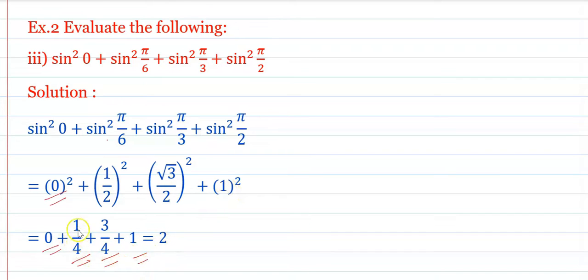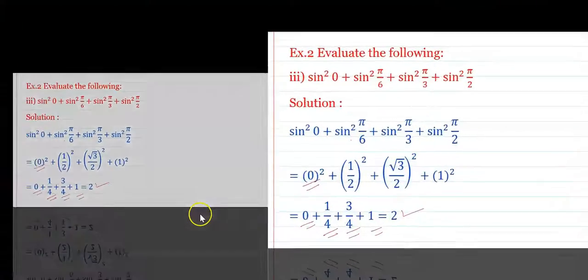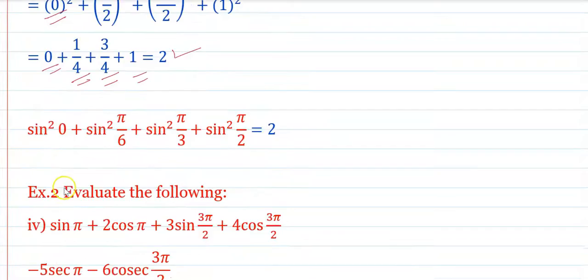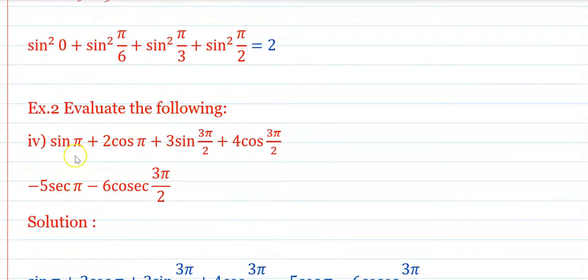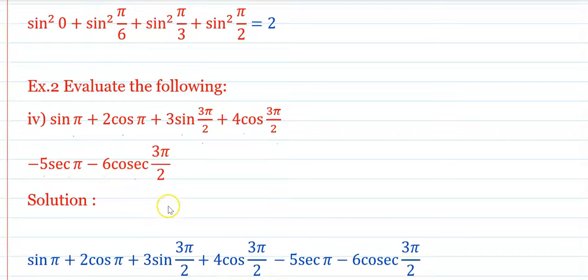Next we do the addition: 1 by 4 plus 3 by 4. Then you will get 3 plus 1, 4. 4 by 4 is 1. 1 plus 1 equals 2, and hence that is the value. Next, evaluate the following: sin pi plus 2 times cos pi plus 3 times sin of 3 pi by 2 plus 4 times cos of 3 pi by 2 minus 5 sec pi minus 6 cosec 3 pi by 2. Okay.